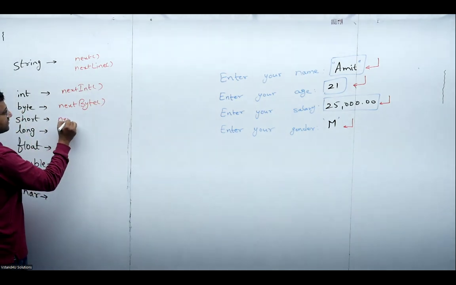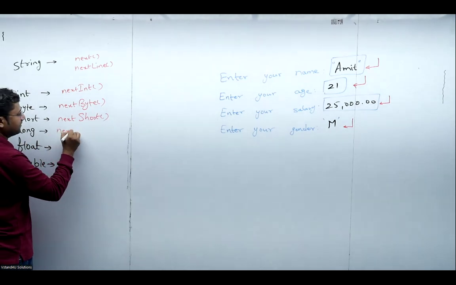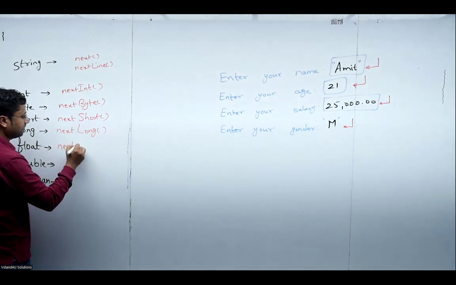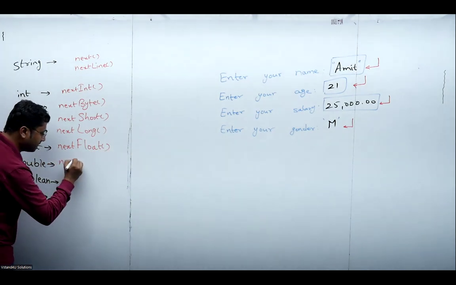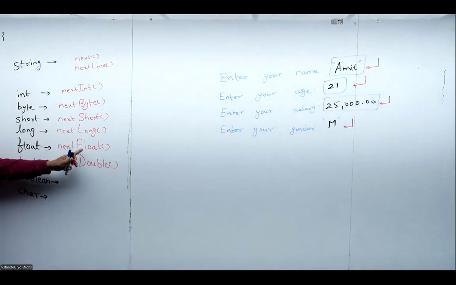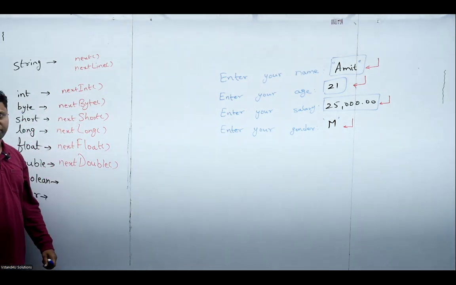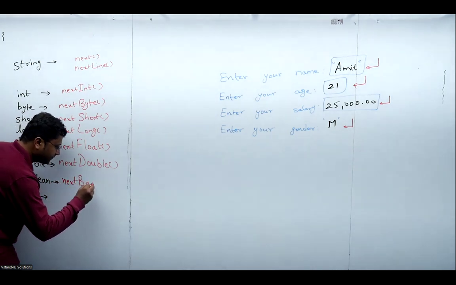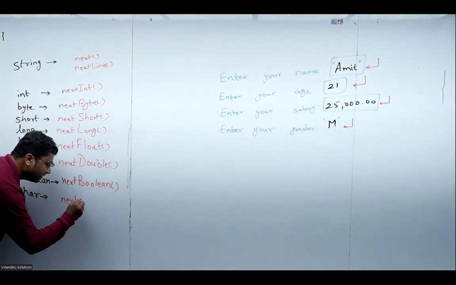Short: nextShort. Then long: nextLong. Float: nextFloat. Double: nextDouble. I hope you are paying attention. Everywhere different words are being added together, uppercase, camel case convention. Hope you remember. Boolean: nextBoolean. If this way continues, char will obviously be nextChar.